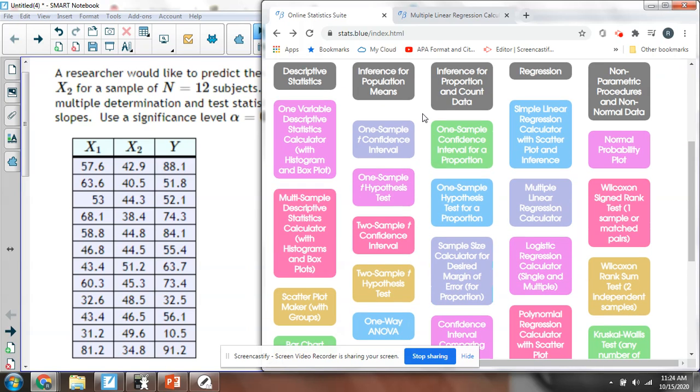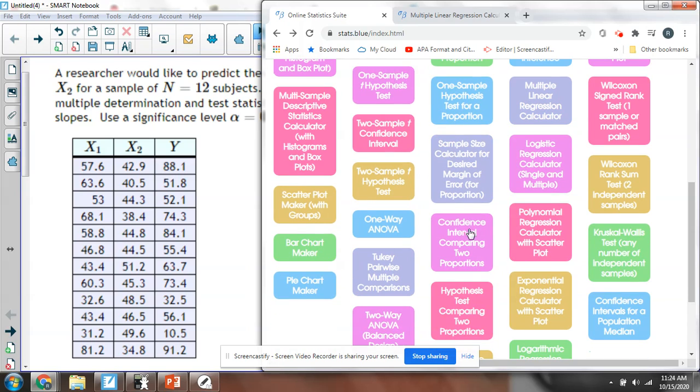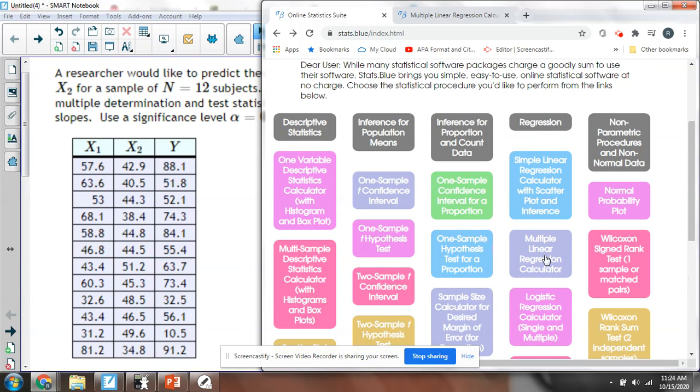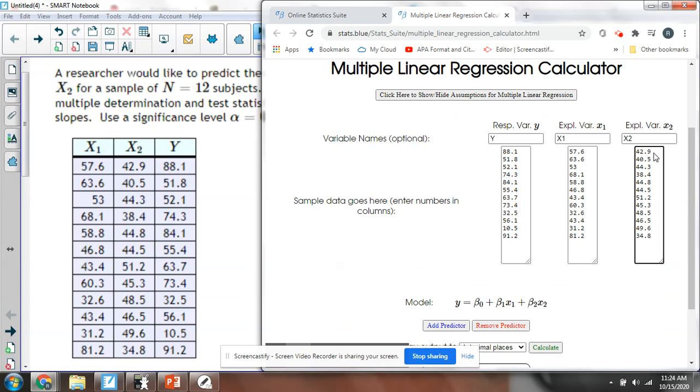Whole bunch of stuff. You'll see a lot of this stuff we've already done: confidence intervals and all that stuff, hypothesis testing, and so on. What we're going to use today is under the regression column, the multiple linear regression calculator. Okay. So what I did was I already went to that and I filled in all the data.